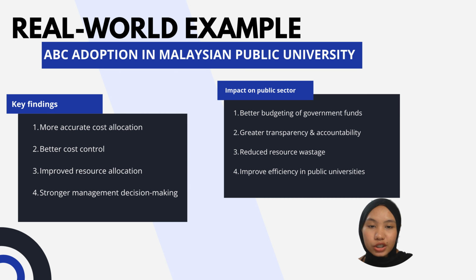Lastly, better management decision making. ABC provides reliable cost information that supports management decisions such as introducing new programs, expanding facilities, or improving existing services. Now, the impact on public sector. For the public sector, these benefits are important because public universities operate using government funding. ABC helps improve budgeting accuracy, increases transparency and accountability, reduces resource wastage, and ensures public funds are used more efficiently.